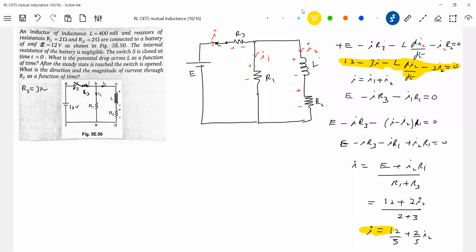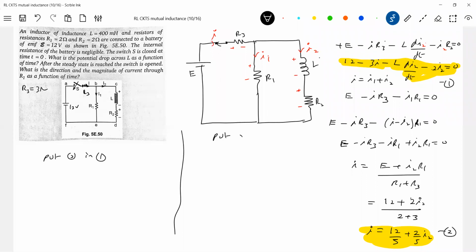Okay, now we are ready for this one. So substitute now equation 2 in 1 and eliminate I. Substitute 2 in 1, so the I will get eliminated. We'll get only in terms of I2 and dt. Then we can solve this one. So put 2 in 1.